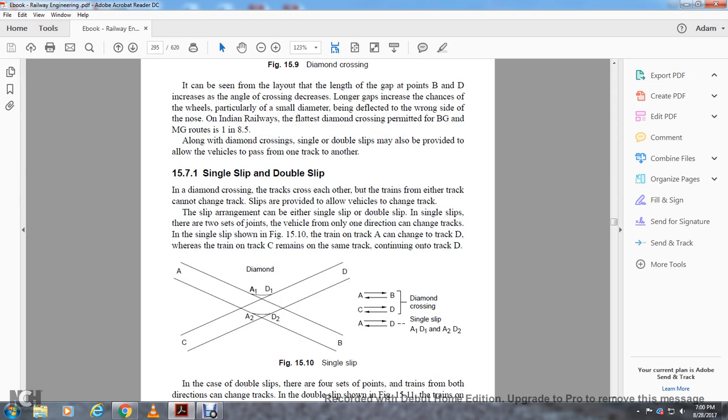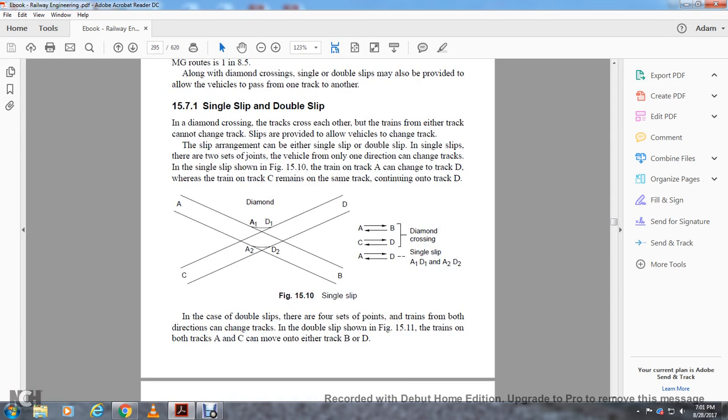Single slip and double slip. On a diamond crossing, trains on each track cannot change the track. Slips are provided to allow the vehicle to change the track. Slip arrangements can be either a single slip or a double slip. A single slip has two sets of switches with joints, where vehicles in one direction can change tracks, and a single slip is shown in figure 15.10. A train on one track can change to track D, whereas a train on track C remains on the same track and continues on to track D.